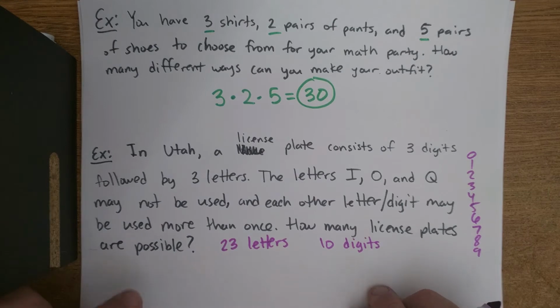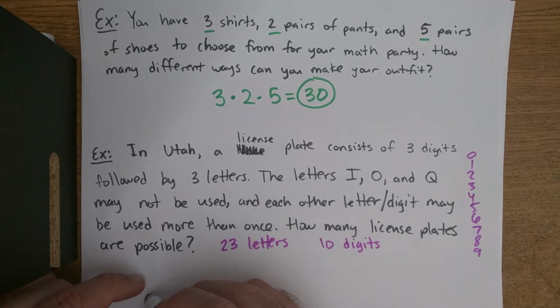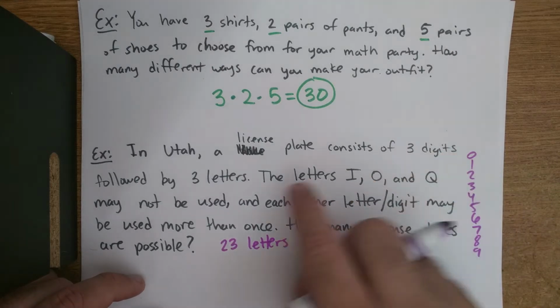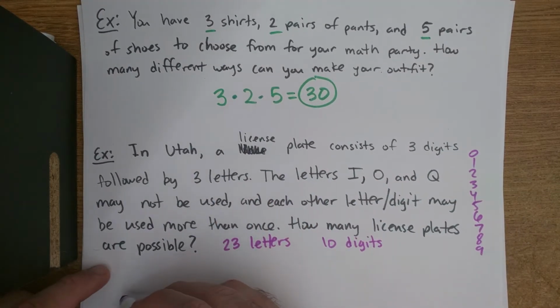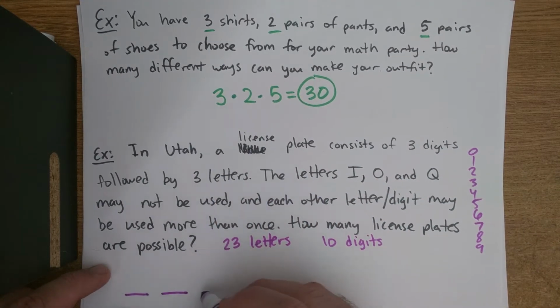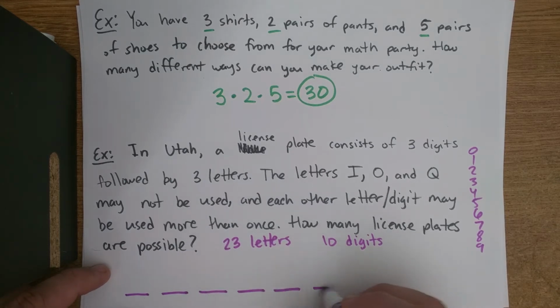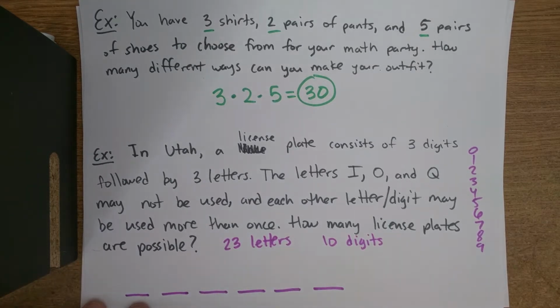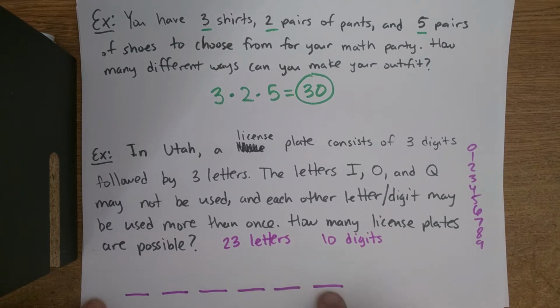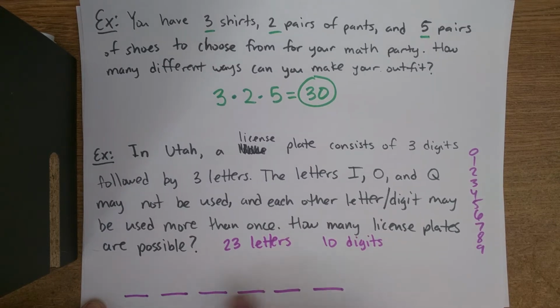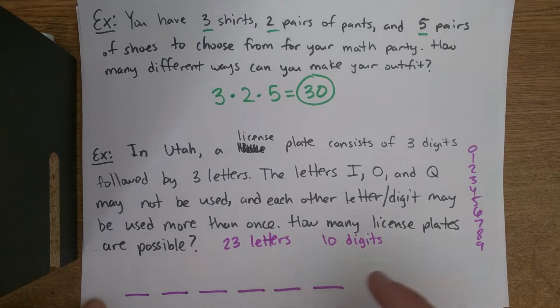Now let's think about how we're gonna figure this out. Think about it like this. You have a license plate that says 3 digits followed by 3 letters. Let's go ahead and for each of those, we're gonna make a blank. So the first blank is the first digit that you can have. The second blank is the second digit. This is the third digit. Then this is the first letter, second letter, and third letter. So this is how your license plate would look, with whatever combination of letters and numbers that you have.